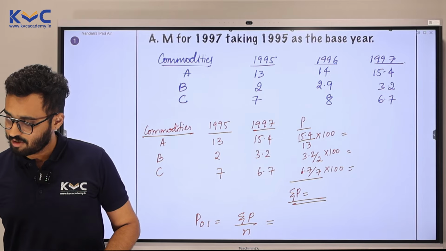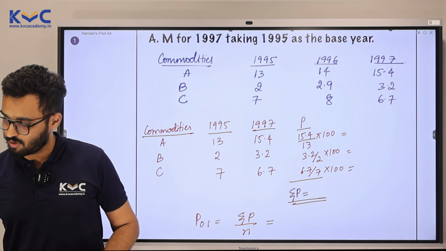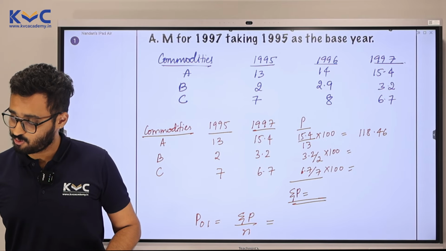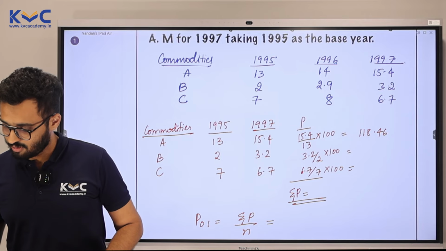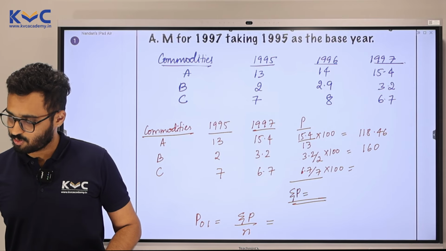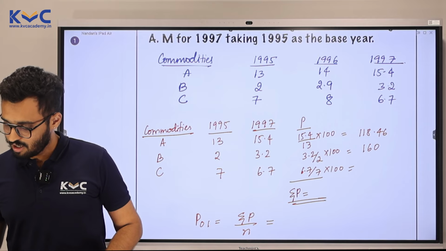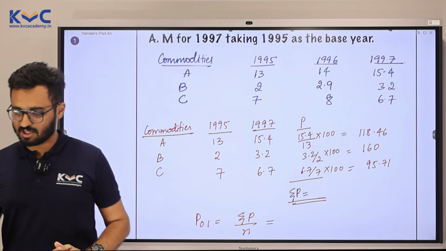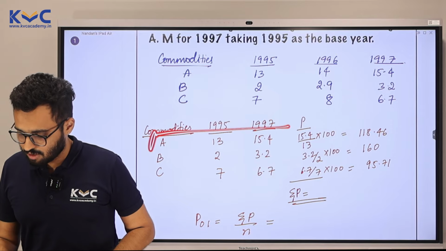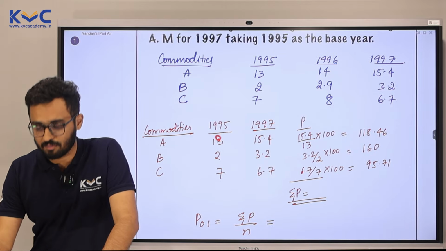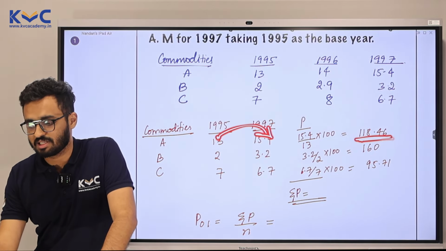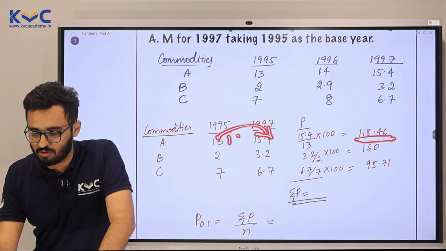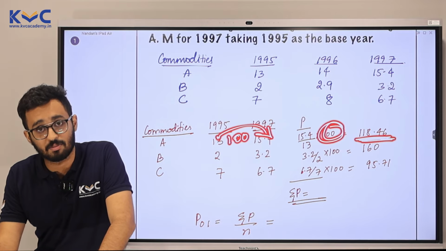15.4 divided by 13 into 100, you get 118.46. Next you have 3.2 divided by 2 into 100, you get 160. Then you have 6.7 divided by 7 into 100, you have 95.71. So now what are these numbers? 118, 160, 95. Relatives for commodity A. So commodity A from 1995 to 1997, there is an increase of 18.46%. 100 was the base and it became 118, correct? I always told you base period is 100. That is why we multiply by 100.